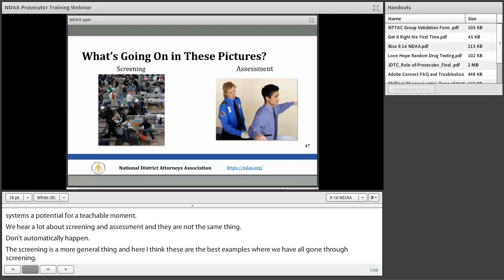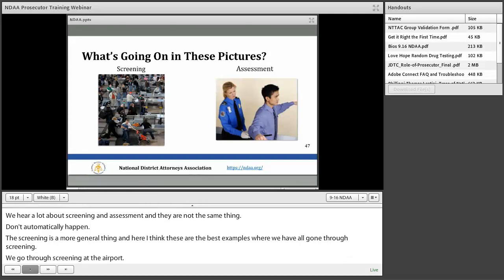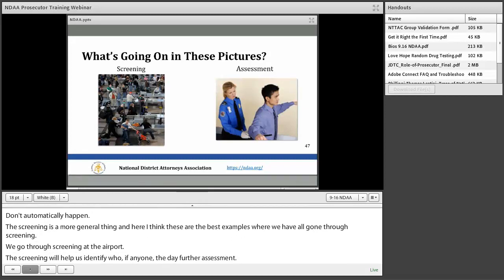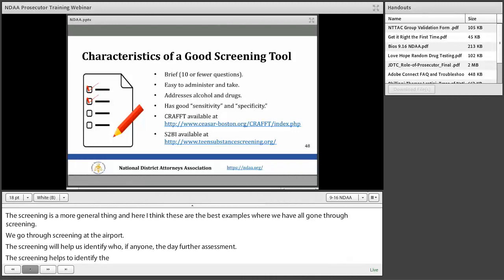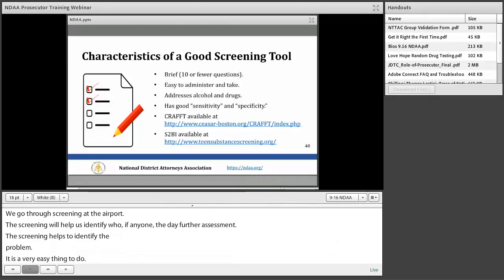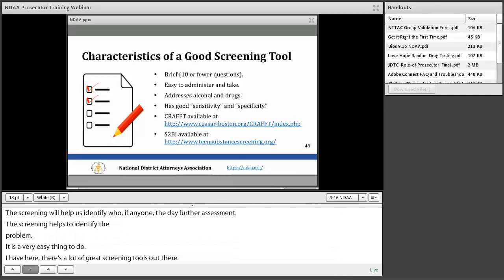So the screening helps to identify the problem, and it's a very easy thing to do. There are a lot of great screening tools out there, and I'm thinking most of you are probably using one, but they're really inexpensive, non-invasive, and they can really be a good way to identify those youth who need an assessment and those who don't.